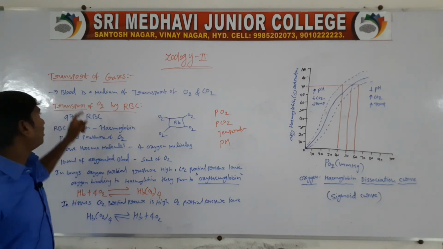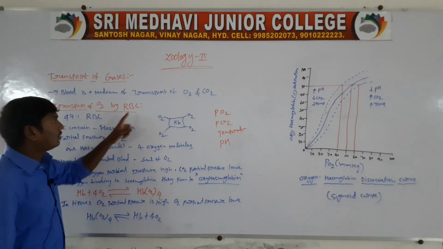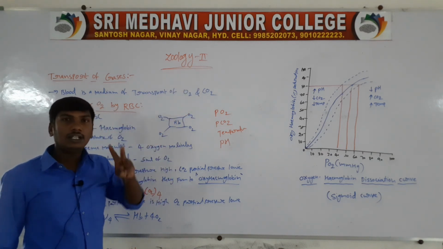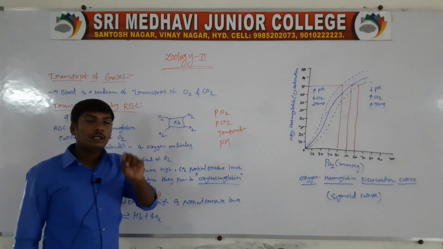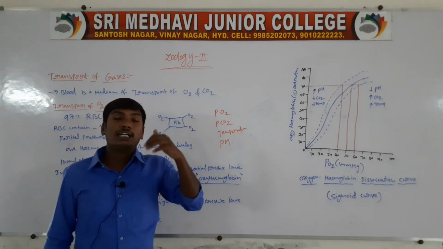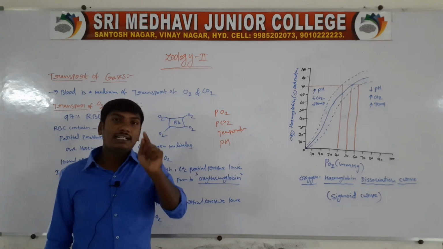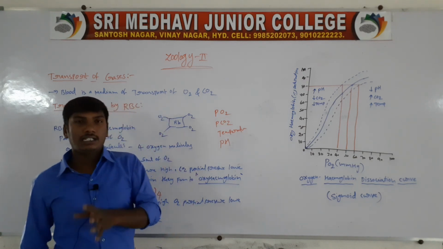Regarding transport of the gases, blood is majorly the medium of transport of the gases, O2 and CO2. The oxygen is transported in two ways, one in the plasma, one in the red blood cells. Plasma transports only 3% of the oxygen, in the dissolved state. The red blood cells transport 97% of the oxygen from the lungs to body tissues.